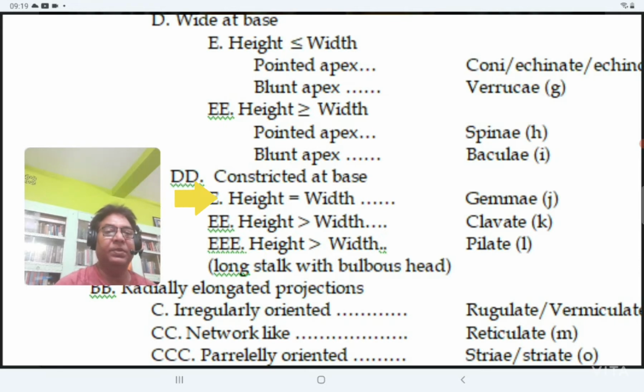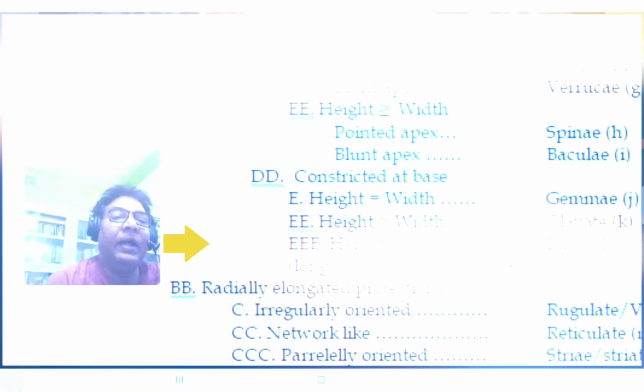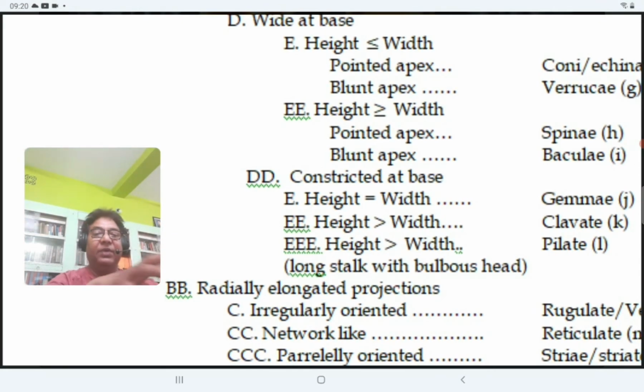Otherwise, it will be confused with the granules or grana or the scabrate situation. It is called gemmae. You may call it gemmae. Now, height greater than width, but constricted like a club shaped. That is called clavate. And then height greater than width, but it becomes narrower over quite a longer distance. So it is a stalk-like structure, a narrow stalk with a bulbous head. This is called pilate.